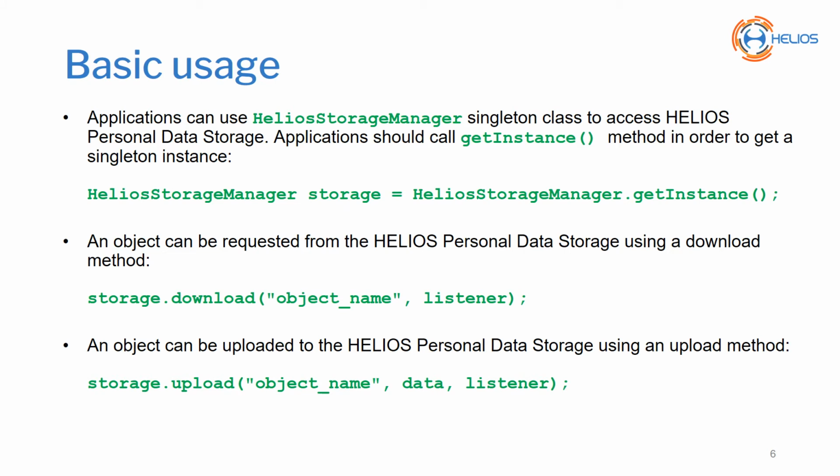Here's an example of a basic usage of this Helios Storage Manager. As this is a singleton class, we must first get an instance of this class, and then we can call these methods download and upload, and then there's also this parameter listener that is an interface object that contains the callback function method.